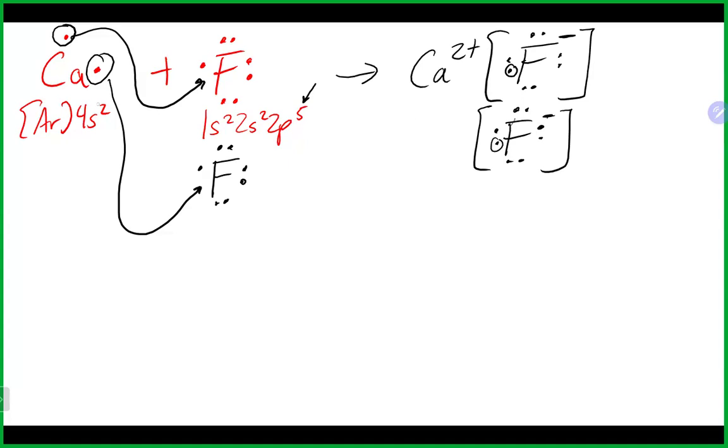The calcium has been able to get rid of its two valence electrons, one to each, which means over here, our calcium ion becomes argon's configuration. Each of these fluorines will take one electron in that p subshell. And that means this one up on top will have a 1s2, 2s2, 2p6, neon configuration.